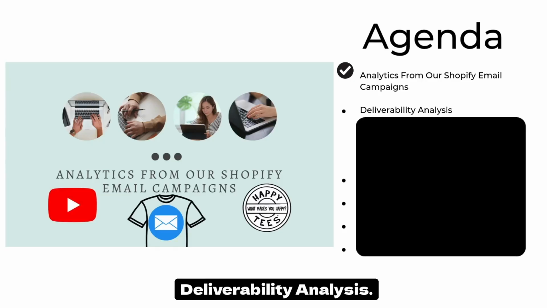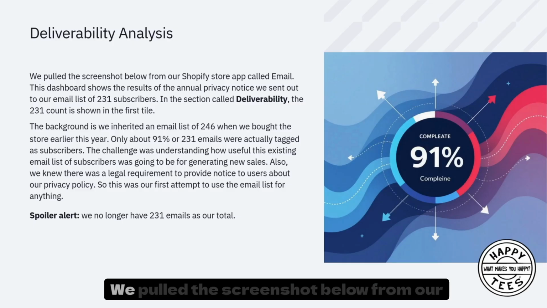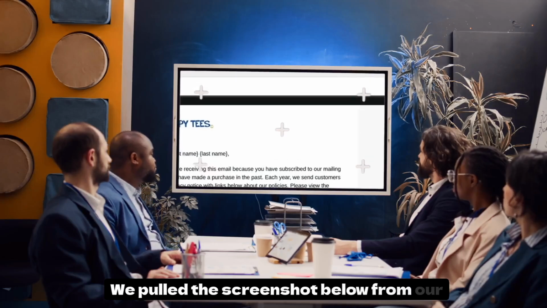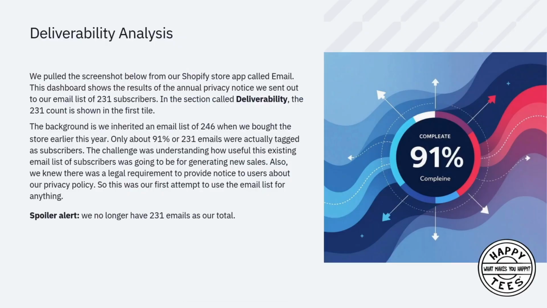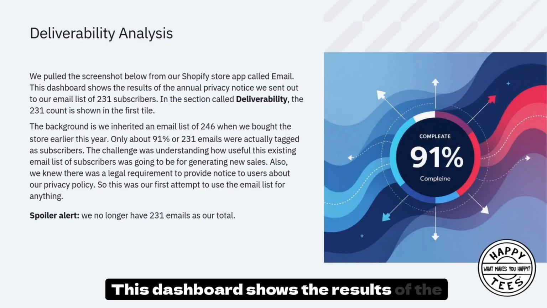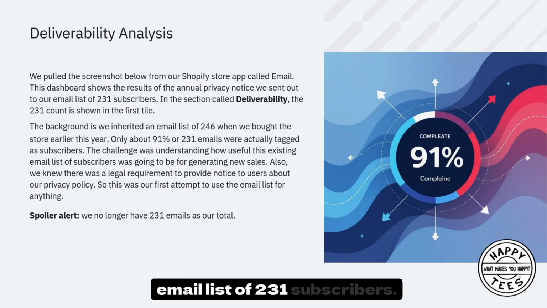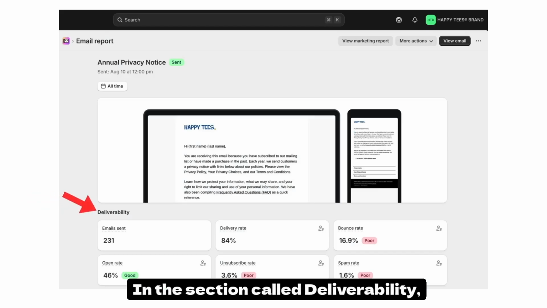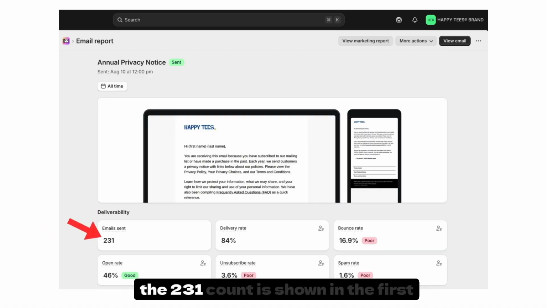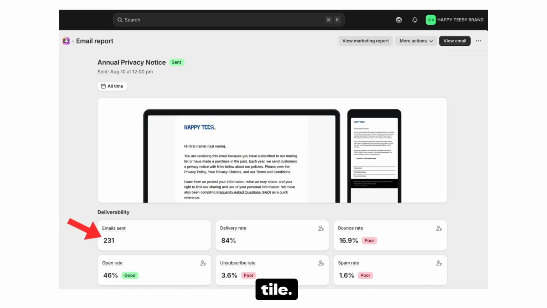Deliverability Analysis. We pulled the screenshot below from our Shopify store app called Email. This dashboard shows the results of the annual privacy notice we sent to our email list of 231 subscribers. In the section called Deliverability, the 231 count is shown in the first tile.